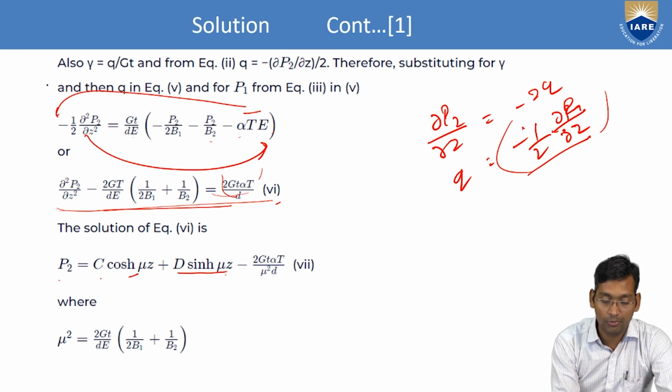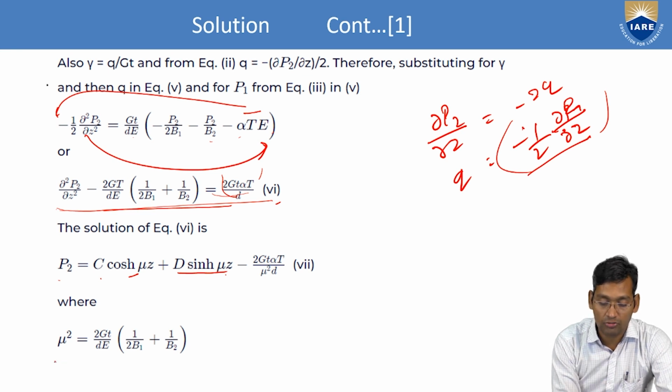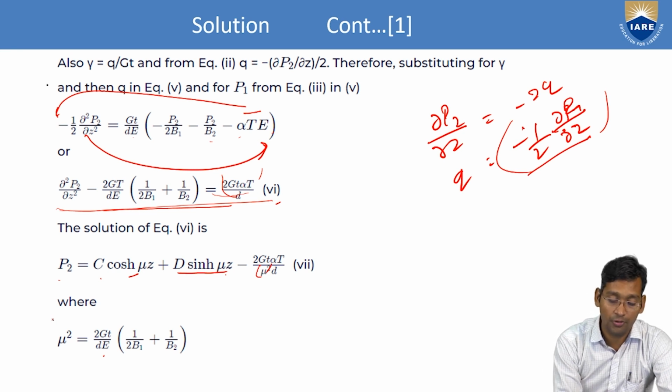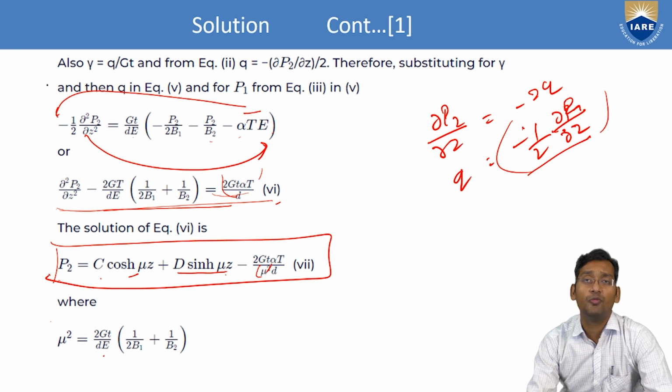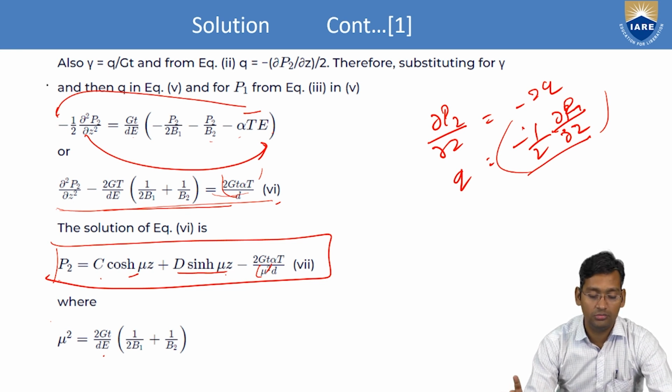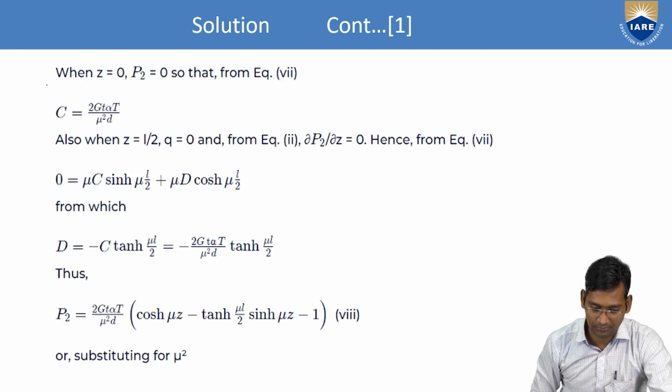Now here what we have to do, because just this should be free from this one, where mu square equals 2 gt by d into 1 by 2b1 plus 1 by 2b2, because this divided to this one. So now we have this equation. Now for finding the p, we need to substitute the value of c and d. How will we substitute the value? Find c and d by the boundary condition.